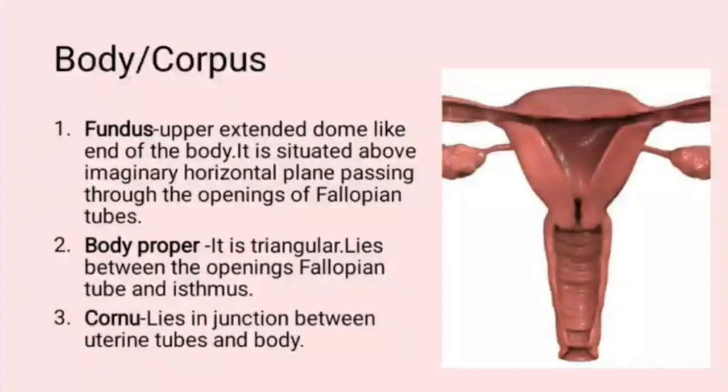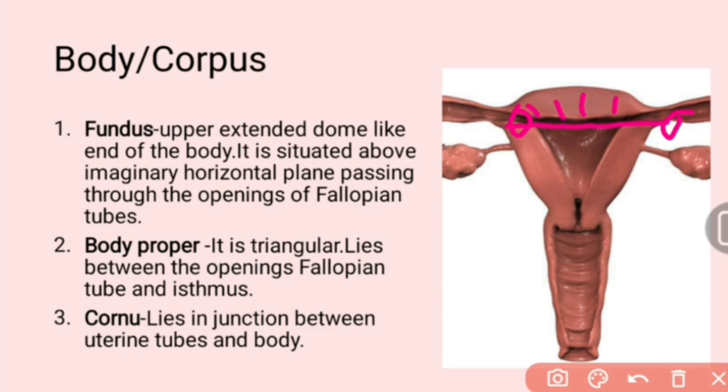Now the body. The body is again divided into 3 parts. One is the fundus, the body proper, and a small portion, the cornu. The fundus, the upper extended dome-like end of the body, is situated above an imaginary line or plane passing through the opening of the fallopian tube. Okay, from the figure we may know that this is the fallopian tube opening, an imaginary plane. The upper portion is known as the fundus.